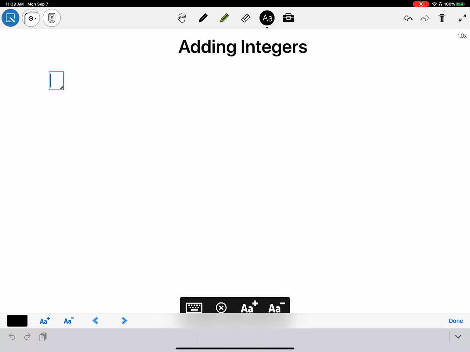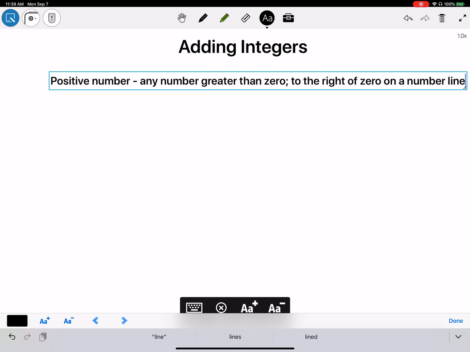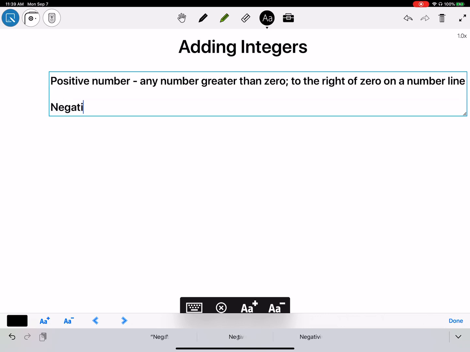So you guys know types of numbers. You know what a positive number is. It's any number greater than 0, and these are to the right of 0 on a number line. Okay, so any number greater than 0 and to the right of 0 on a number line. A negative number is any number less than 0 and to the left of 0 on a number line.